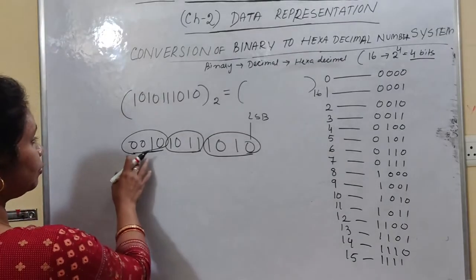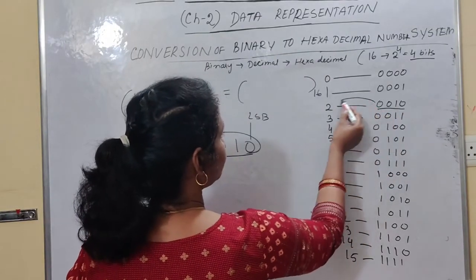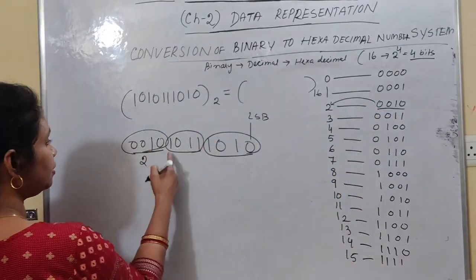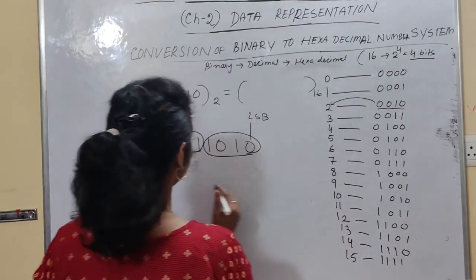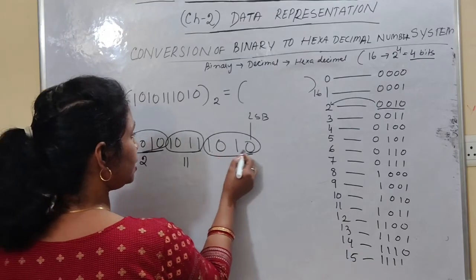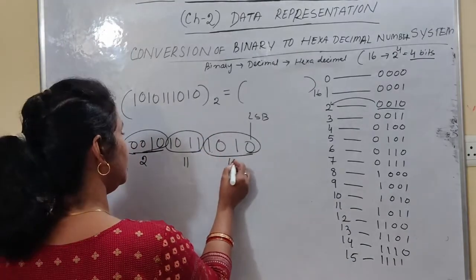Hexa equivalent means now you have to search 0, 0, 1, 0. So 0, 0, 1, 0, then hexa equivalent is what? 2. Similarly here 1, 0, 1, 1. So 1, 0, 1, 1, the hexa equivalent is 11. 1, 0, 1, 0. This is your 2 to the power 3 position, 8. This is your 2 position, so it is 10.